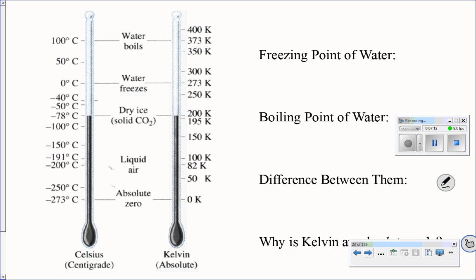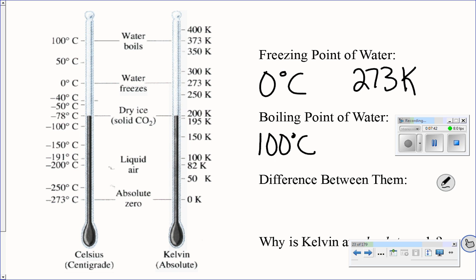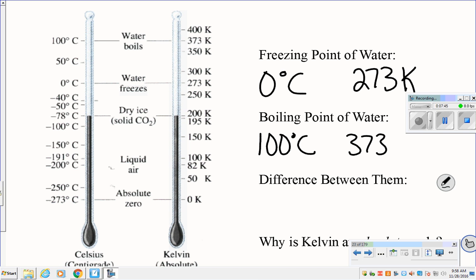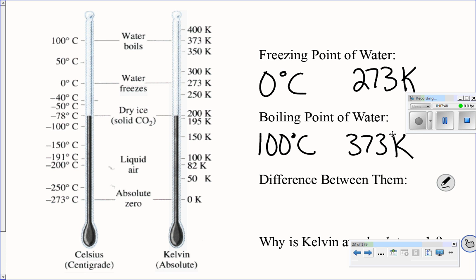I like this diagram because what's nice about the Kelvin and Celsius scales is that even though the numbers on them are different, the graduations are the same. A change of 1 degree Celsius is the same as a change of 1 Kelvin. The freezing point of water in Celsius, you probably already know, is 0 degrees Celsius. The boiling point is 100 degrees Celsius. On the Kelvin scale, those same points are 273 Kelvin and 373 Kelvin. The difference between them is 100.